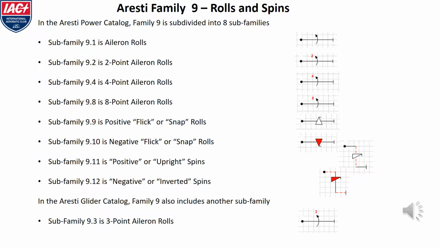For Aresti family 9, the power catalog has 8 subfamilies. 9.1 is aileron rolls, 9.2 is 2-point rolls, 9.4 is 4-point rolls, 9.8 is 8-point rolls, 9.9 is positive snap rolls, 9.10 is negative snap rolls, 9.11 are upright spins, 9.12 are inverted spins. And the glider catalog also has a family 9.3 for 3-point rolls.